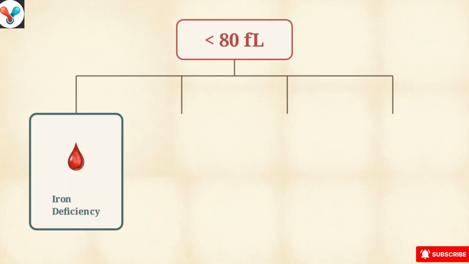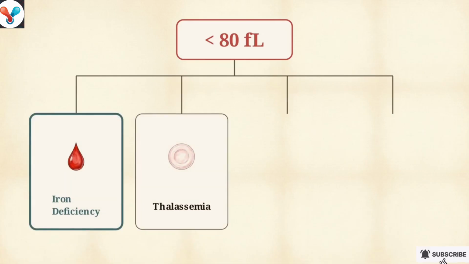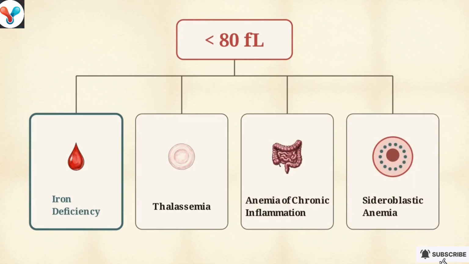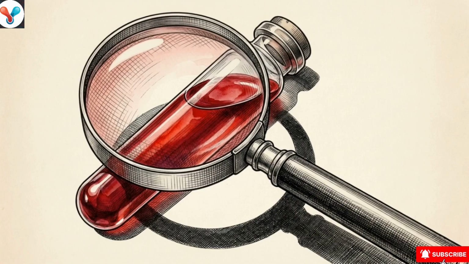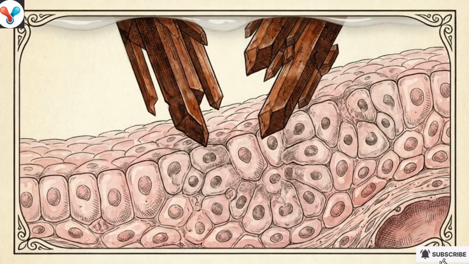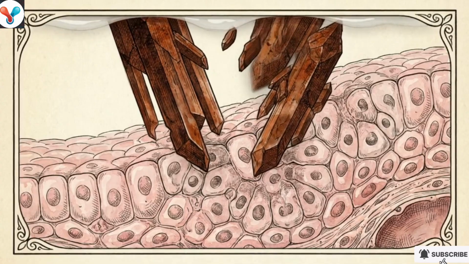While iron deficiency is the most common cause, the differential also includes thalassemia, anemia of chronic inflammation, and sideroblastic anemia. A low MCV on a complete blood count is a requirement for further investigation. It is not an indication to begin immediate iron supplementation. Prescribing iron for unconfirmed microcytosis carries significant risk.